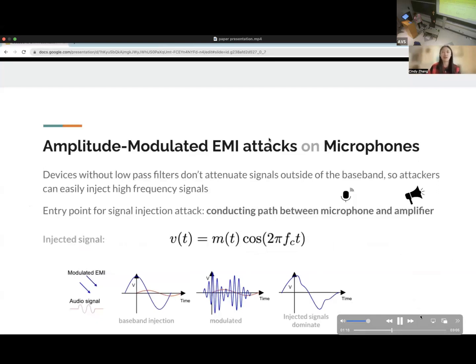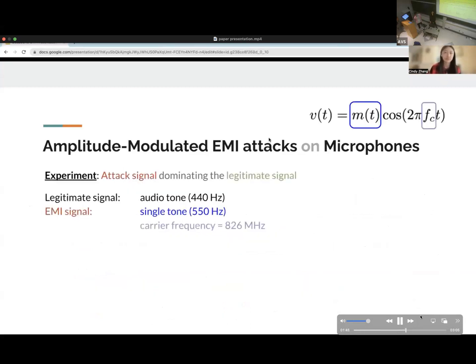Devices like microphones are more subject to high-frequency attacks because of the lack of low-pass filters. The entry point of attack identified by the paper was the conducting path between the microphone and the amplifier. The injected signal would be an amplitude modulated signal. The amplitude here is m(t), which has the baseband frequency, and the carrier frequency would closely match the resonant frequency of the sensor circuit. The theory is that this modulated signal would dominate the original audio signal from the microphone.